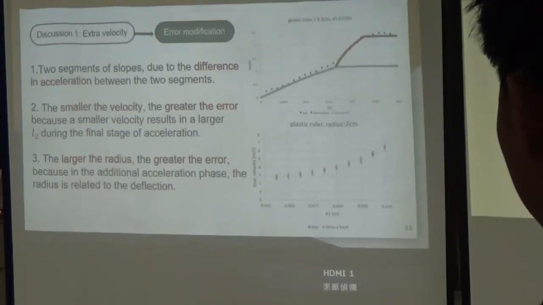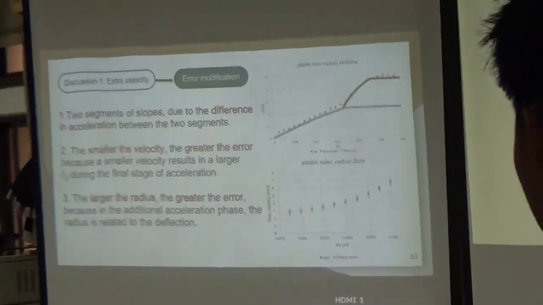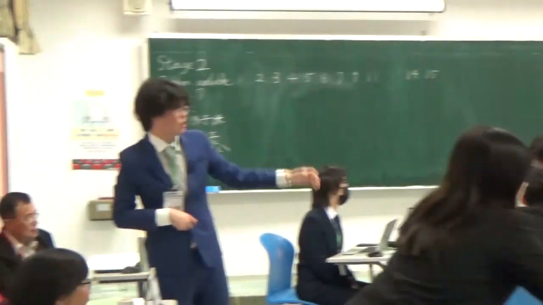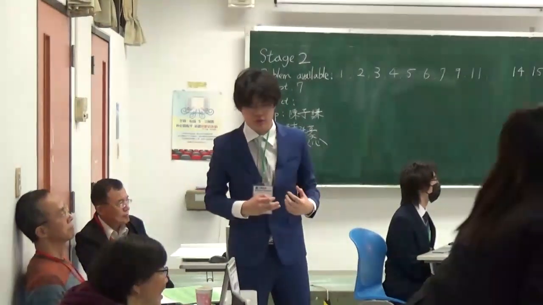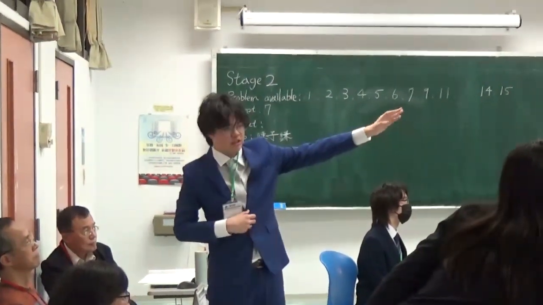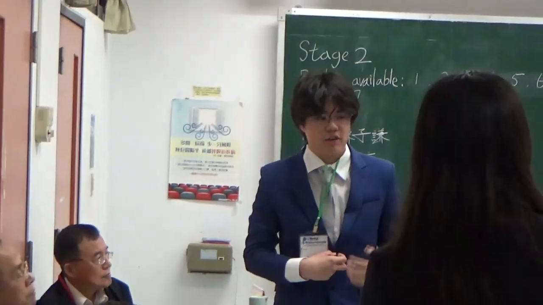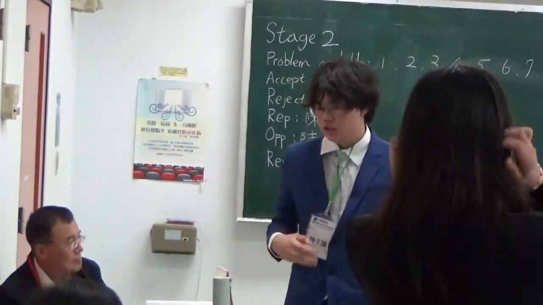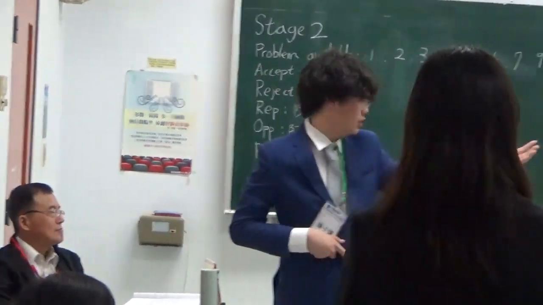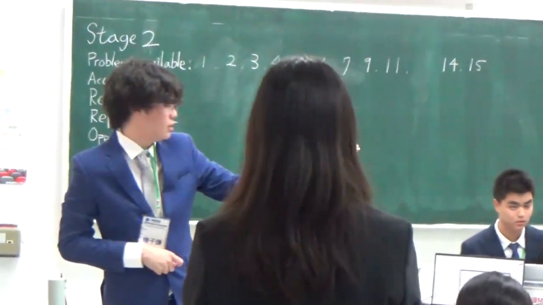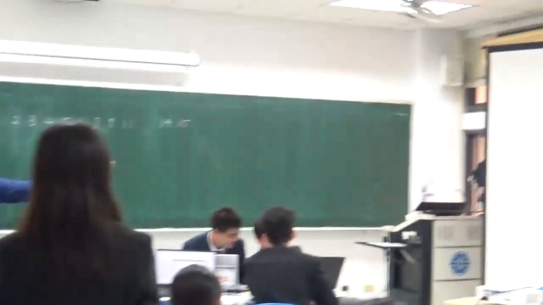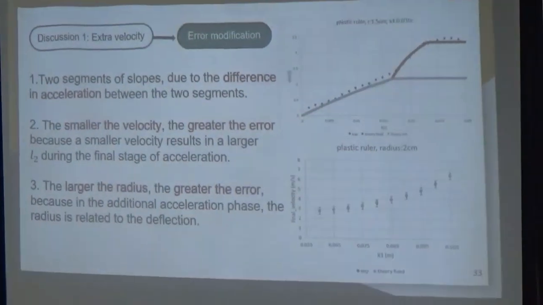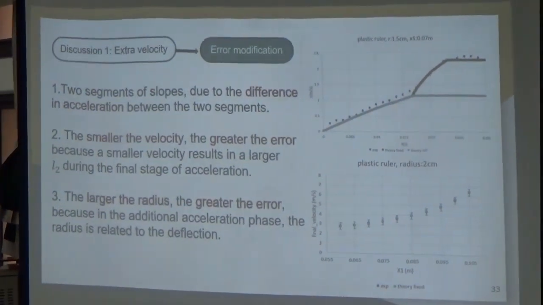You can see there is a red line and a gray line. The gray line is the velocity before modification, and the red line is the velocity after modification. After I fix the data, the experimental data fits tightly to the theoretical data. So I think that my assumption is right.